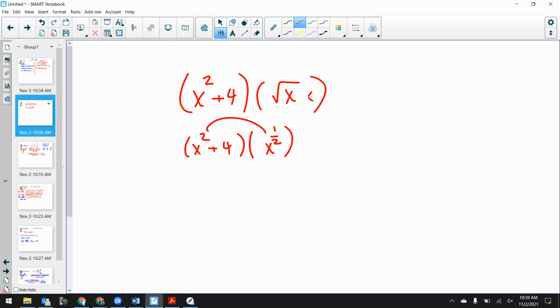Because now I can distribute that in and say, okay, 2 plus 1/2 would be 2.5. So 5x to the 5/2 plus 4x to the 1/2. Then I can find the derivative of that if I wanted to. The other way around it would do f prime g plus g prime f. Either way is fine. Does that make sense? That answer your question?